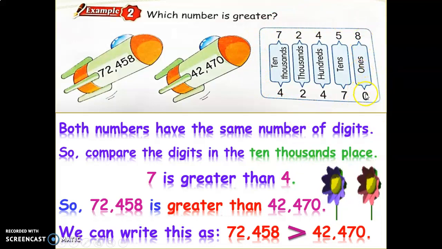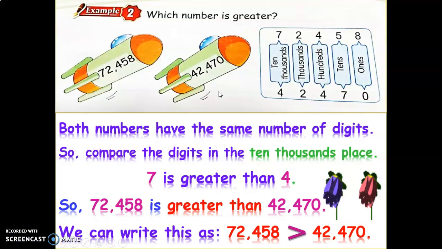We have 8 and 0 for ones, 5 and 7 for tens, 4 and 4 for hundreds, 2 and 2 for thousands, and 7 and 4 for 10,000. So we have to compare these 2 digits from the 10,000s place. It is easy to see that 7 is greater than 4. So 72,458 is greater than 42,470. We can write this as 72,458 is greater than 42,470.